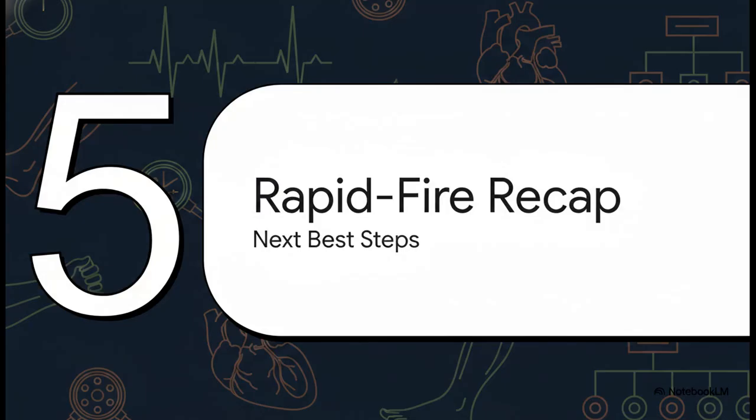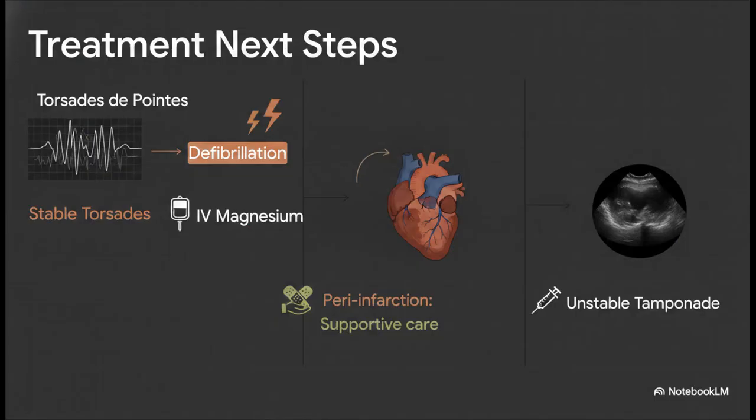Section 5. Rapid Fire Recap. Let's lock in everything we've covered with a high-yield recap of next best steps. Being able to rapid-fire these clinical decisions is what separates average scores from top percentiles. Keep these first-line treatments memorized.